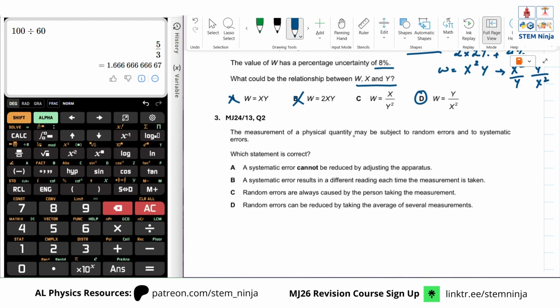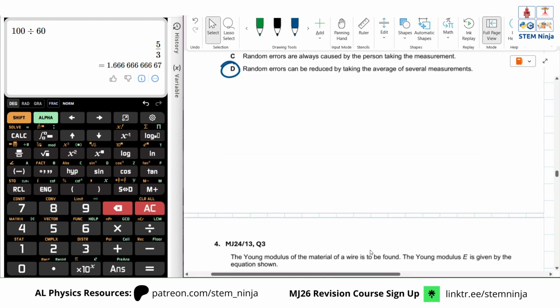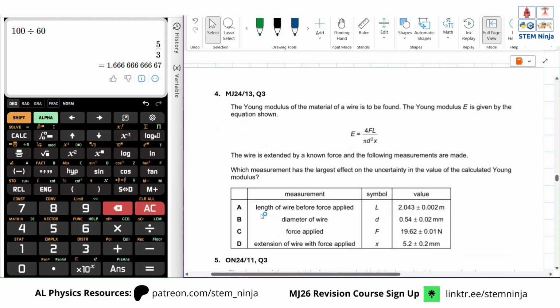The measurement of a physical quantity may be subject to random errors and to systematic errors. Which statement is correct? A systematic error cannot be reduced by adjusting the apparatus. It can be. Systematic error results in a different reading each time the measurement is taken. That is the random error. Random errors are always caused by a person taking the measurement. No. By person taking the measurement, that would be systematic. Can be reduced by taking the average of several measurements. Yes, that is correct. Again, it could be reduced, not completely eliminated.